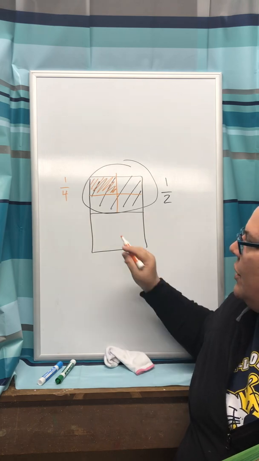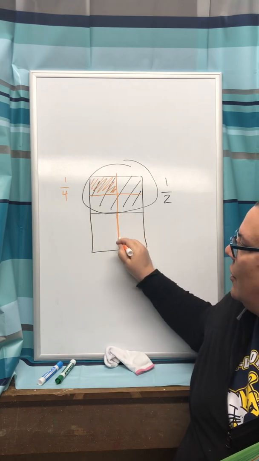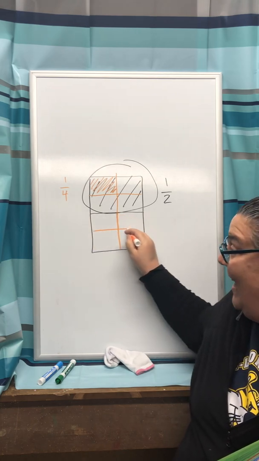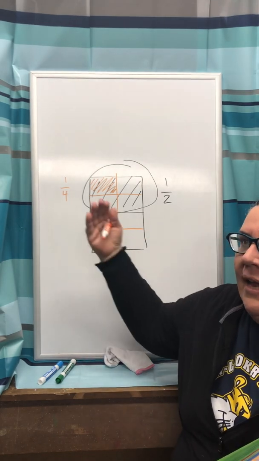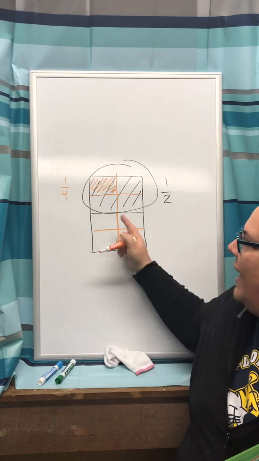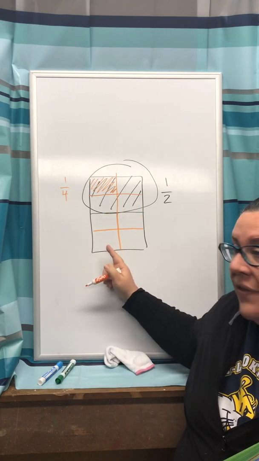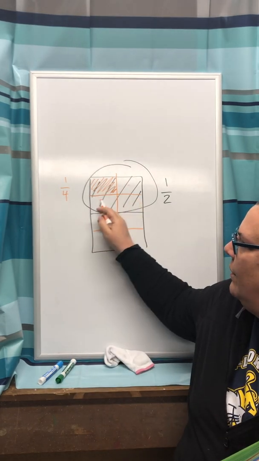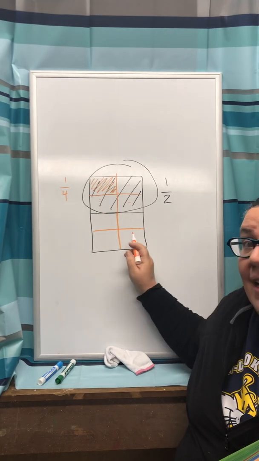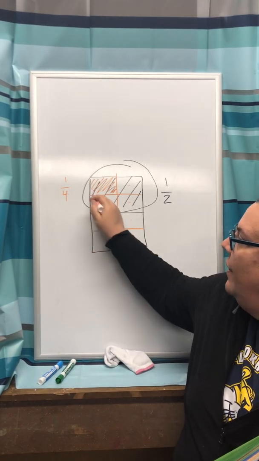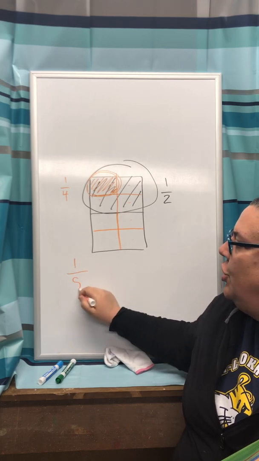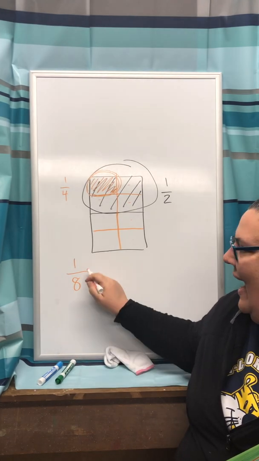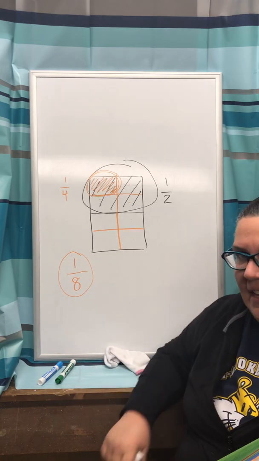So what I have to also do is I have to turn this bottom part that they did not get into quarters also. So when I go back and I look at the full sheet now, it's not just cut into fourths, it's cut into 1, 2, 3, 4, 5, 6, 7 eighths. So this section is going to be equal to 1/8. So 1/8 is going to be my final answer.